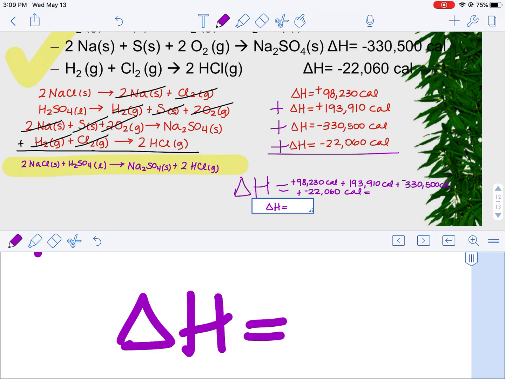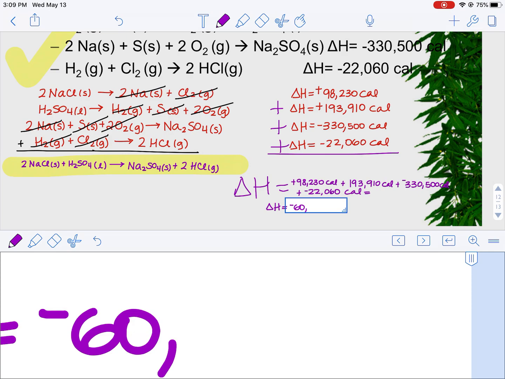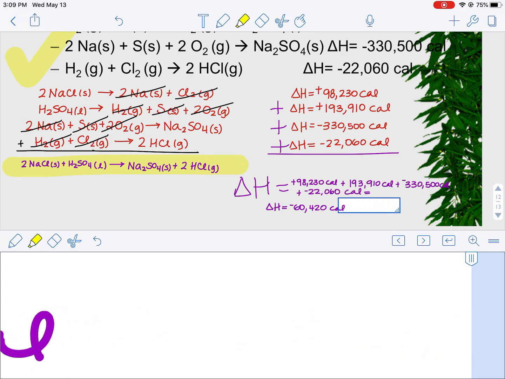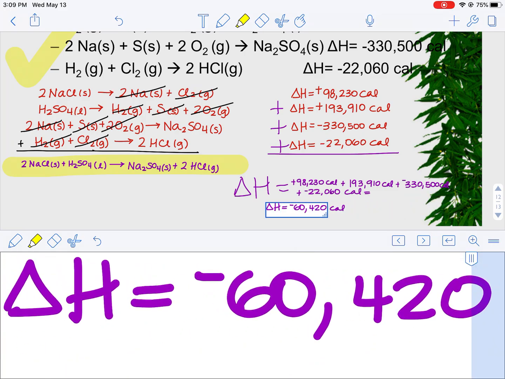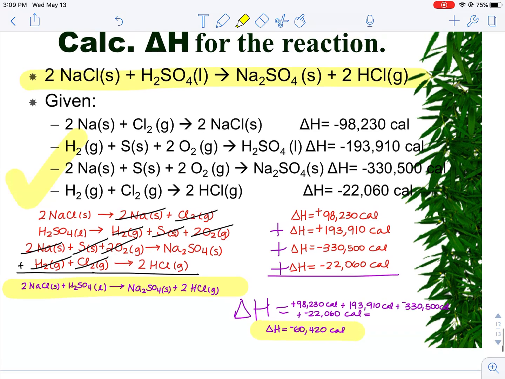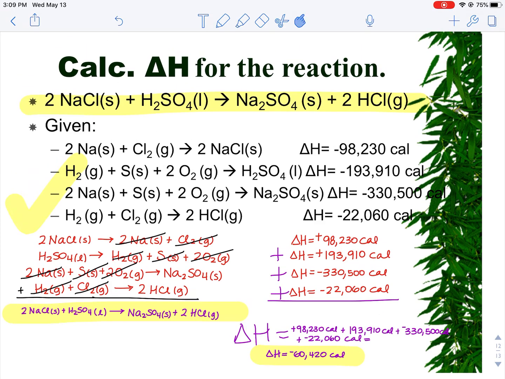Double checking. My math tells me that there are 60,420 calories of heat energy released in that reaction. And I do hope that your math and my math match. If I've made a mistake, please let me know.